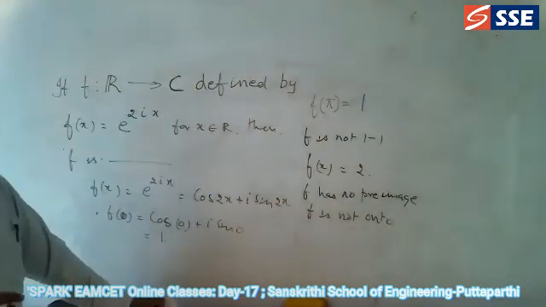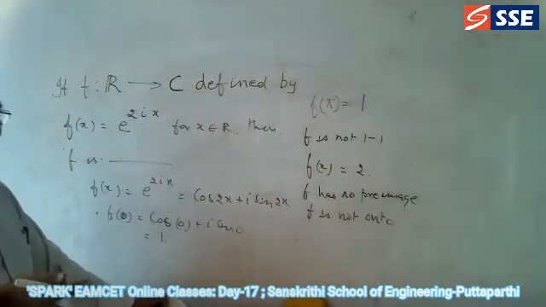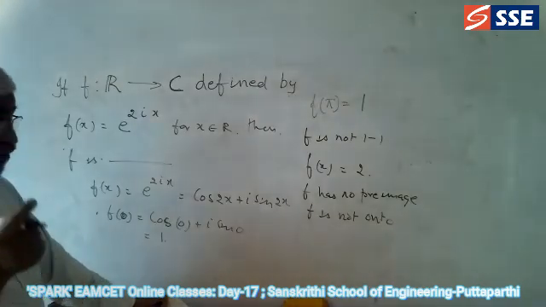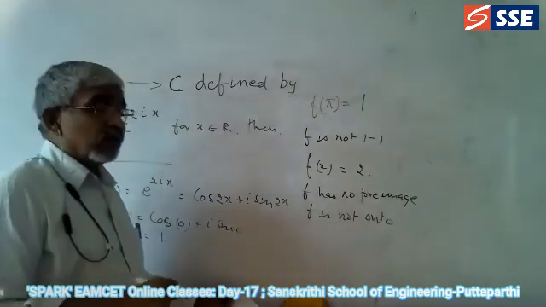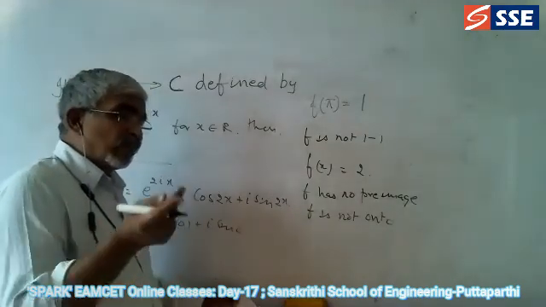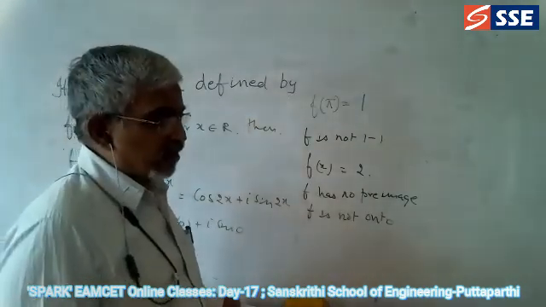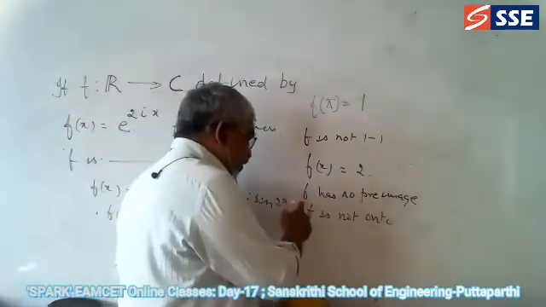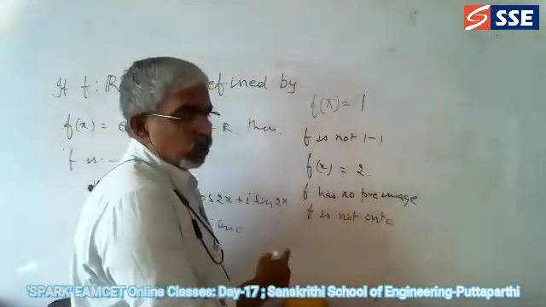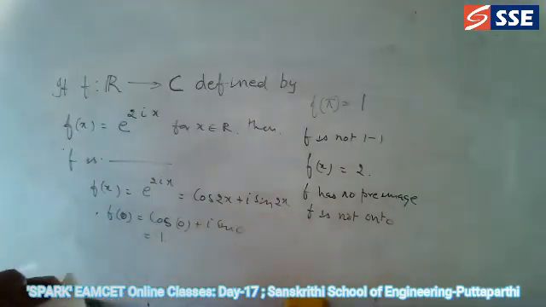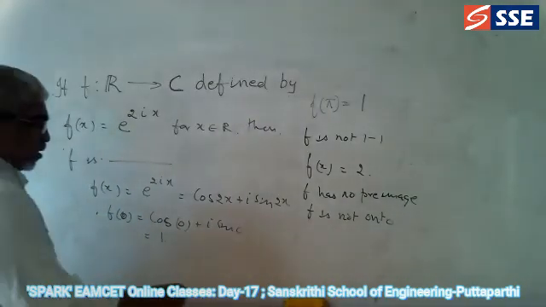So what is the answer finally? We are given 4 answers: f is 1 to 1, f is onto, f is either 1 to 1 or onto, f is neither 1 to 1 nor onto. The answer is f is neither 1 to 1 nor onto. That means f is not 1 to 1 and f is not onto. So this problem we have finished.